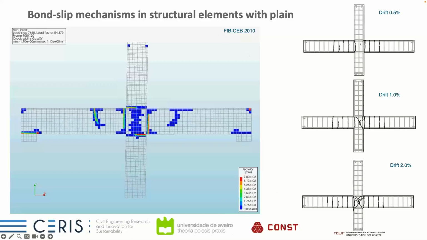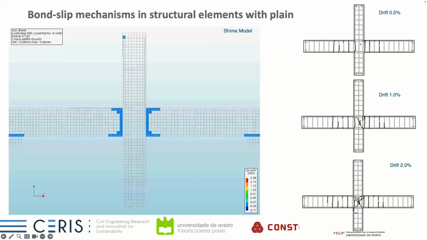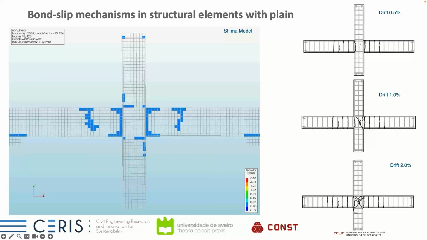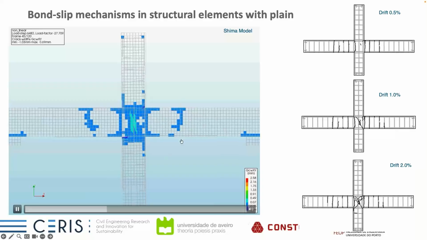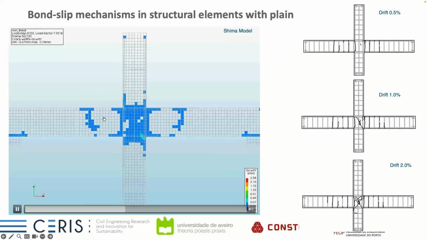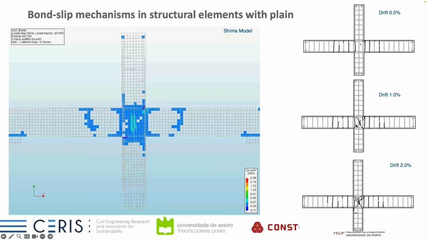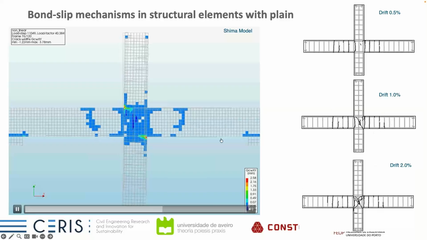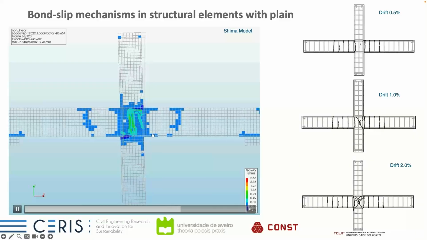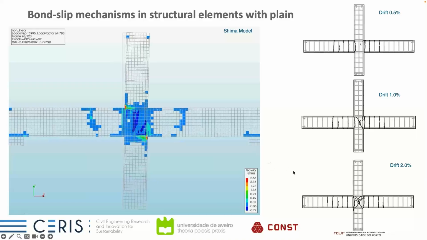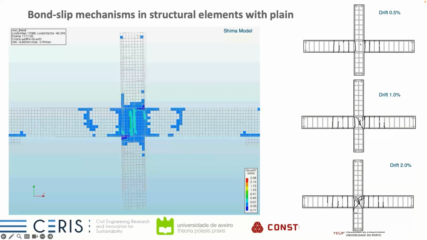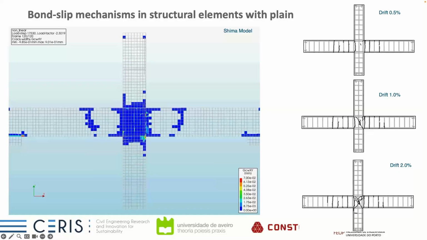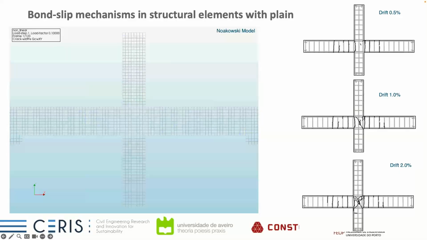In fact, the FIB was the one with a lower crack width, mainly related with the forces, like we observed. But for example, here in the Shima model, we can see again the cracks more concentrated in the beams, like we have in our experimental tests, and also the diagonal cracking appearing here in the center of the beam column joint.